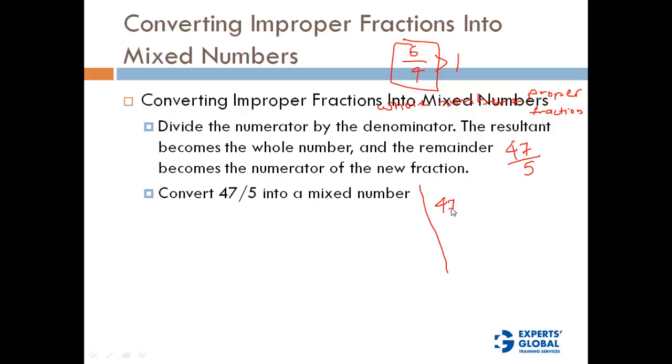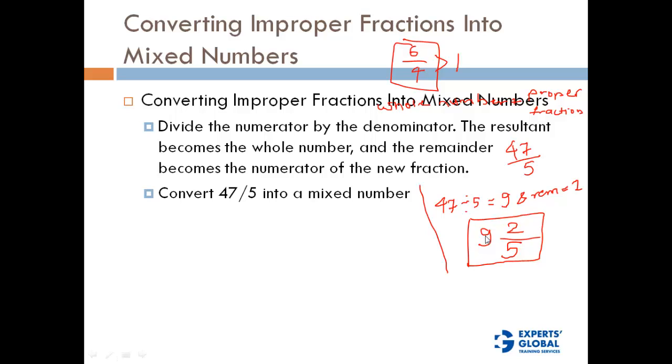So 47 divided by 5 is equal to, how many 5s can we fit into 47? We can fit 9 whole 5s, right? And the remainder is 2. Correct? So now we write 9, we write 2 here, and we keep the same denominator. Correct? So this becomes our mixed number, which is the same as 47 by 5.